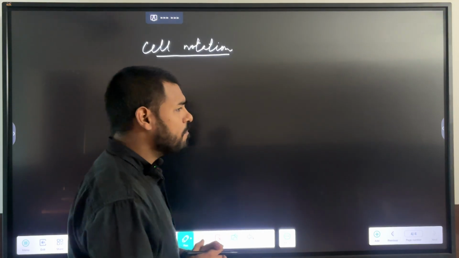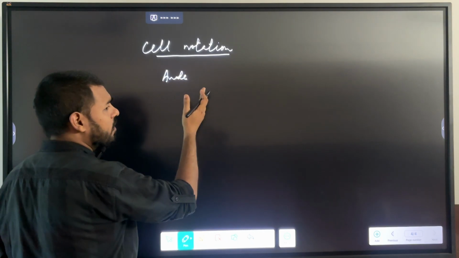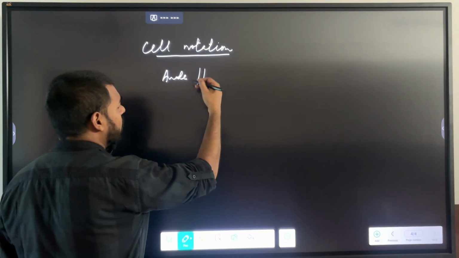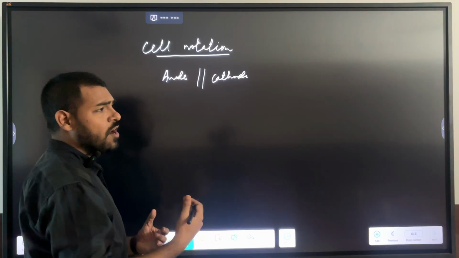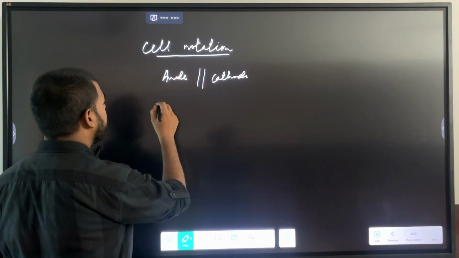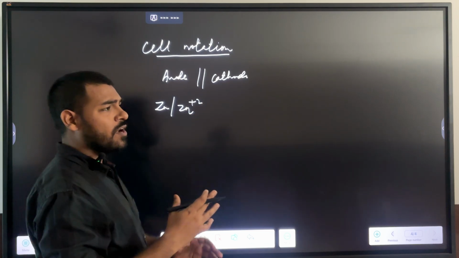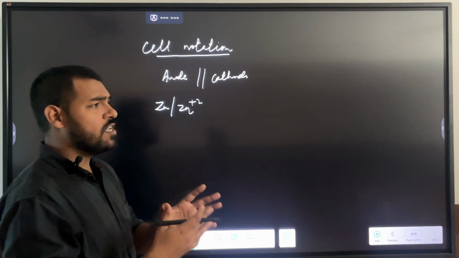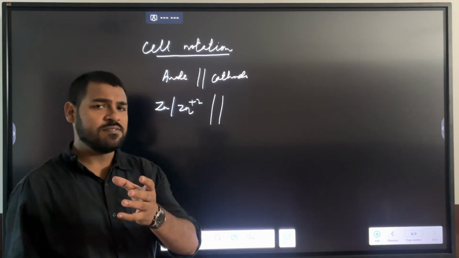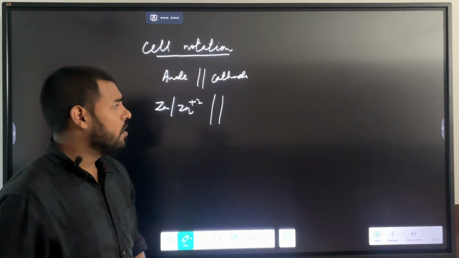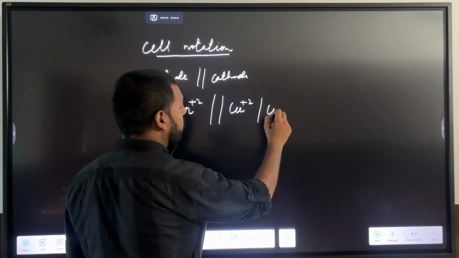And how can it be done? First of all, we put the anode reaction on the left side. Then we have the salt bridge. Then the cathode reaction. Whatever is happening in the anode, in the anode we have oxidation, so zinc is converting to zinc plus 2. So we write the reaction zinc to zinc plus 2, and then we have the double parallel lines, which means it is a salt bridge. Now the cathode reaction, copper plus 2 is going to copper.